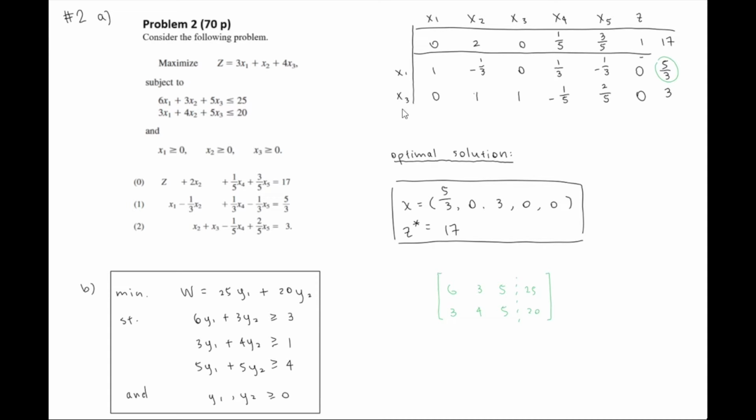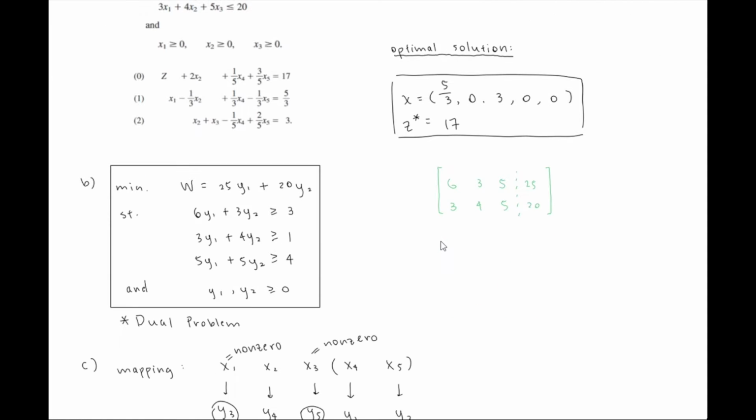And we can read x3 directly across like this, and we see that x3 is equal to 3. Now the other variables are all set to equal to 0. So this is our final optimal solution for this linear programming problem. And plugging that back into the objective function for z optimal, we get that z optimal is equal to 17.